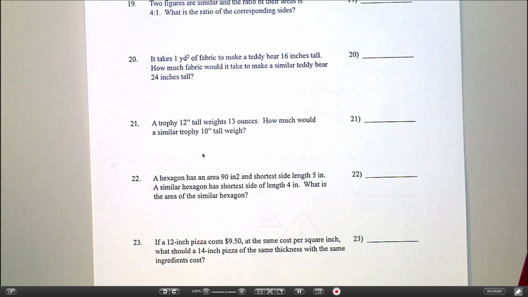A hexagon has an area of 90 square inches, and the shortest side length is 5. A similar hexagon has a shortest side length of 4. What is the area of the similar hexagon? So the first thing we need is a K value. Okay? George, you think you know?